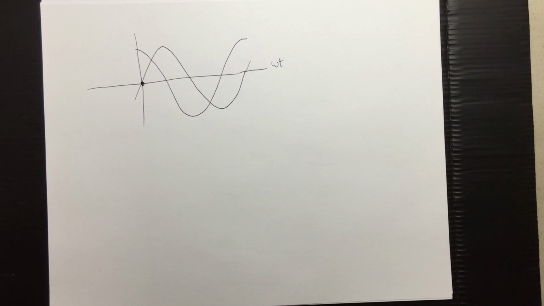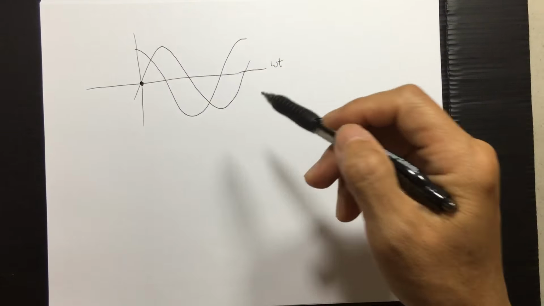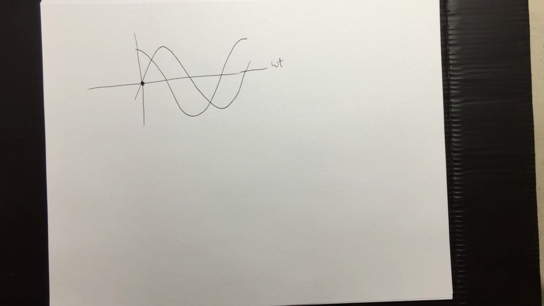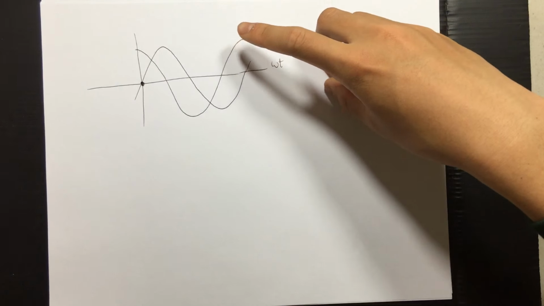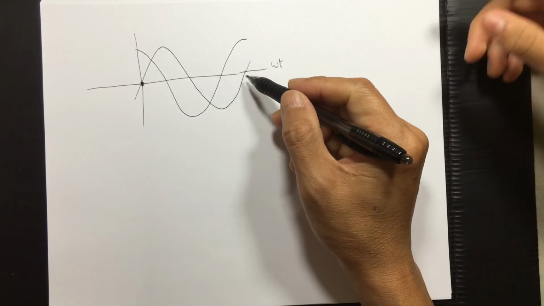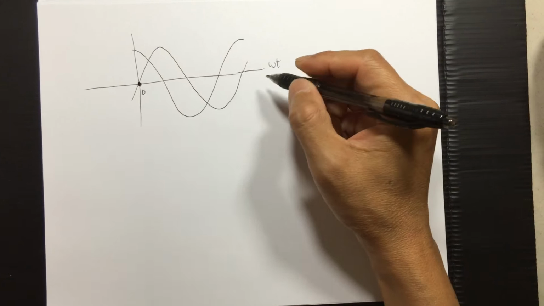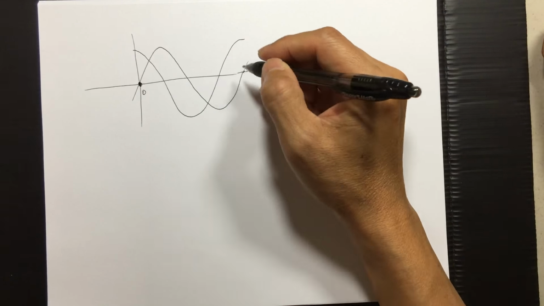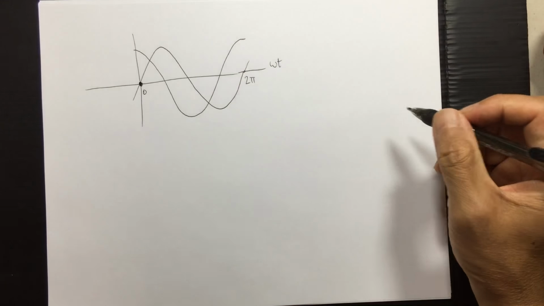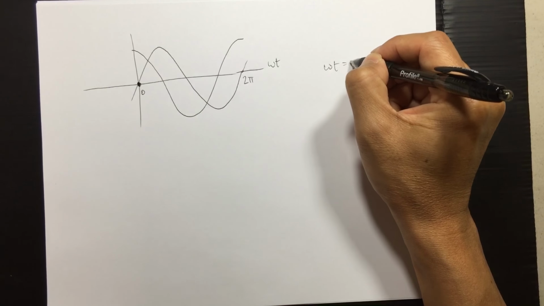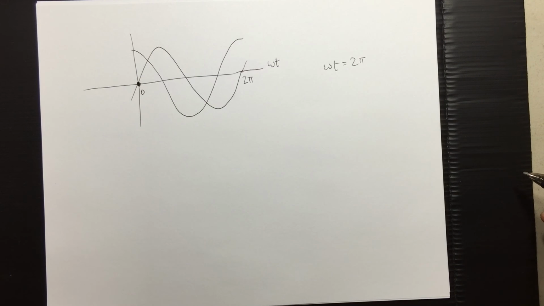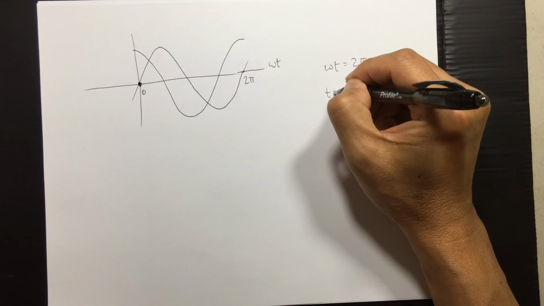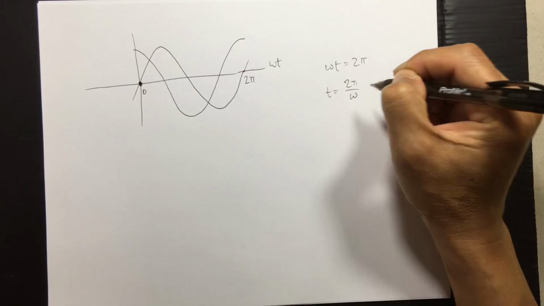When is one cycle? When this thing goes a full cycle, omega t is like what? This is 0, and this is 2 pi, exactly. When omega t goes to 2 pi, it goes through a full cycle. That's t equals 2 pi over omega.